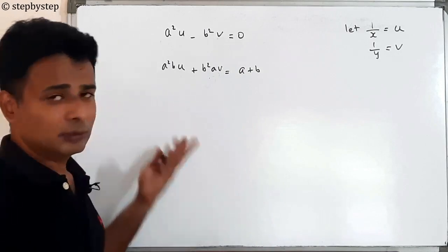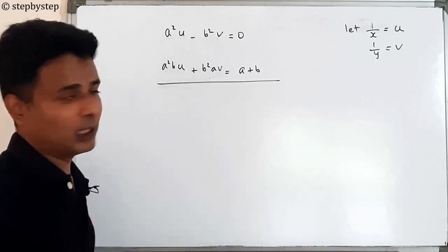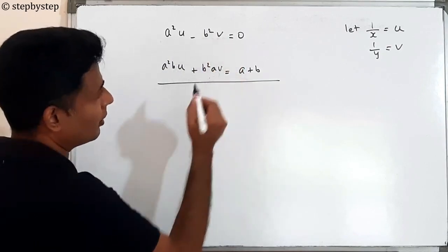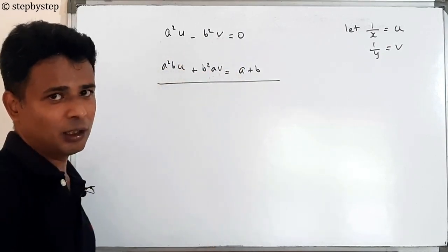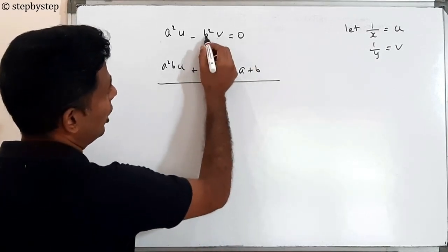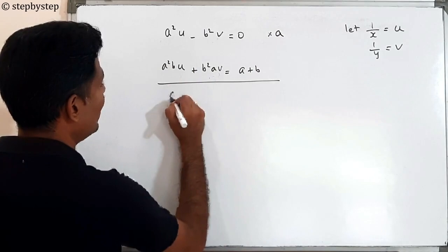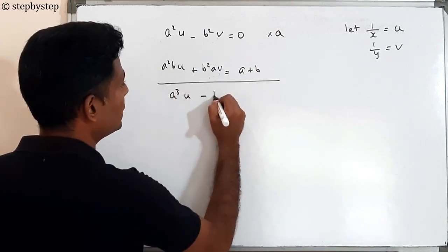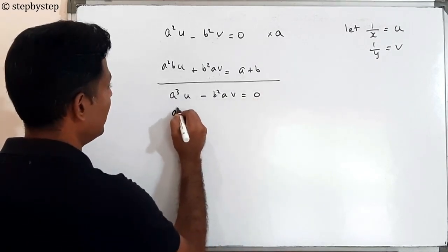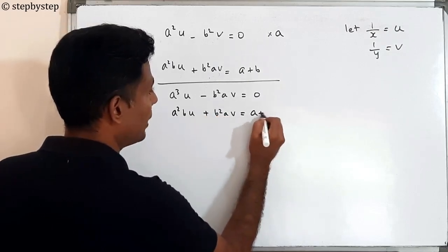Now I'll use the elimination method. What do I have to do? I have to make either the u or the v term equal. I'll make the v term equal. Why? Because there is minus here, plus here, so instead of subtracting, I can add and it will get cancelled. Here it is b square a, here it is b square. So how do we make this b square a? Multiply this whole equation by a. So what will I get? a cube u minus b square a v equal to 0. And this remains as it is, a square b u plus b square a v equal to a plus b.